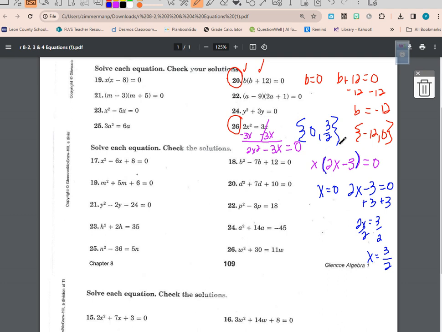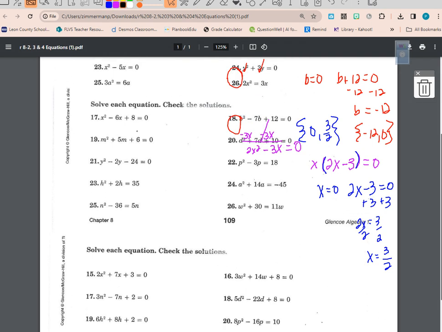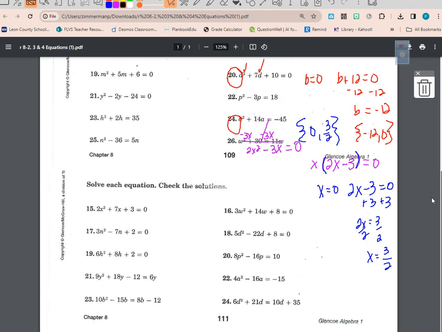Y'all want to do one more? You see one that you want to do? Yeah. Which one? Number 24 on the bottom. Okay, the bottom 24. Got it.